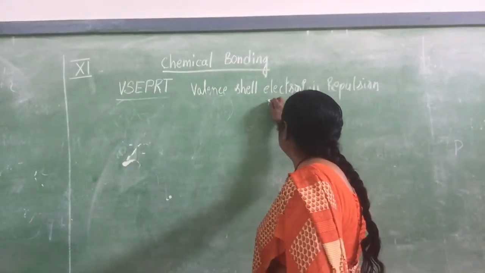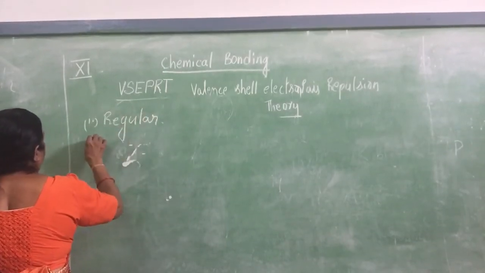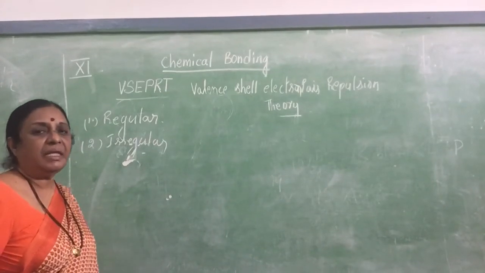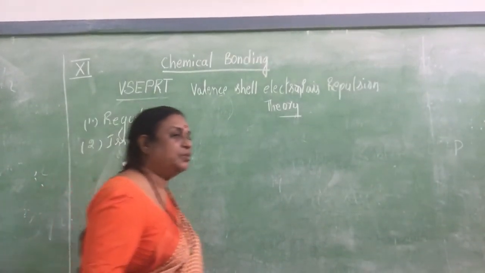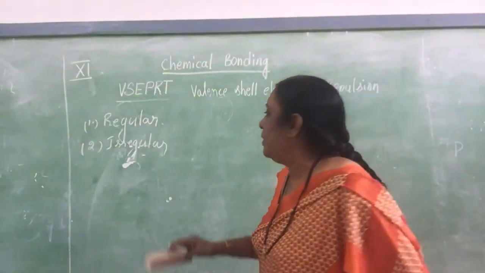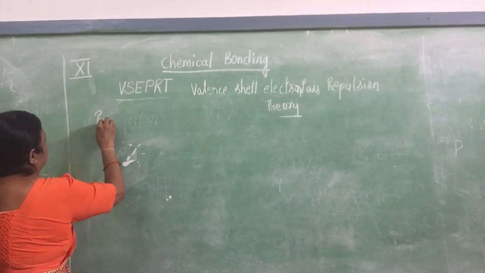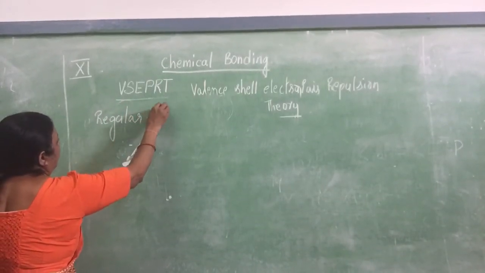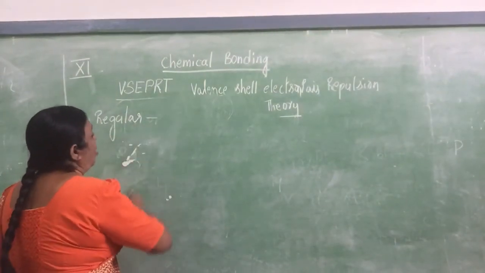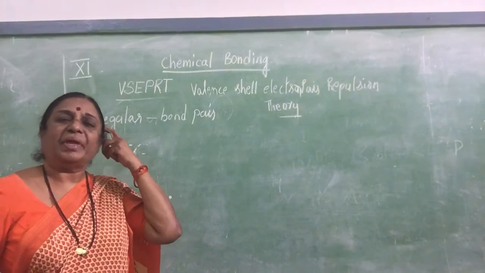Okay, let us see the examples. Now, this geometry is of 2 types. What is that? Regular geometry, and the second is irregular geometry. Regular geometry has only bond pairs of electrons, and irregular has BP also, LP also. First let us start with the regular geometry. Regular geometry means, children, only bond pairs are there. Now the first example is general formula AB2.